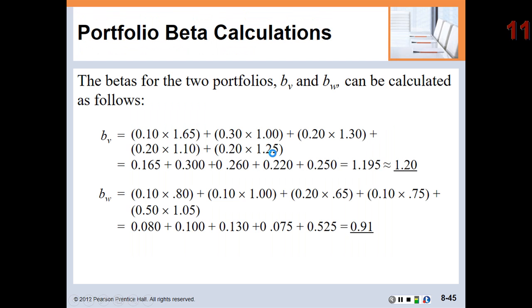What you would end up with is something that looks like this. This is the beta for portfolio V. So the weight times the beta plus the weight times the beta, and we work through this, and we come out with a beta of 1.2 for portfolio V, and portfolio W has a beta of 0.91. So if we're just looking at these numbers, we would say that portfolio V is riskier than portfolio W because it has a higher beta coefficient. It's going to move more when the market moves up, and it's going to move more when the market moves down. All right, so does that make sense? Portfolio beta is pretty simple, pretty straightforward.